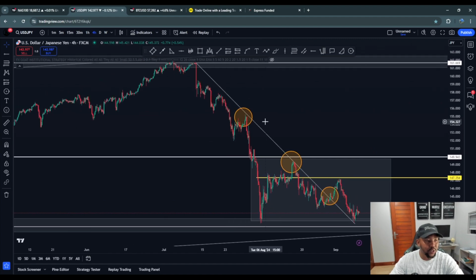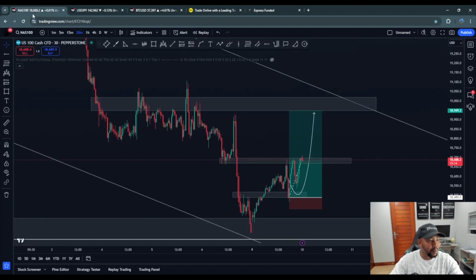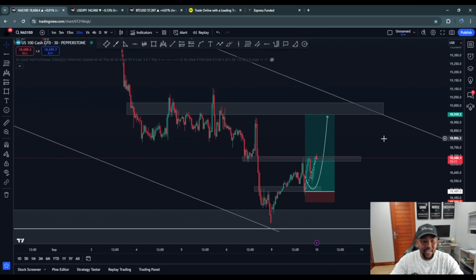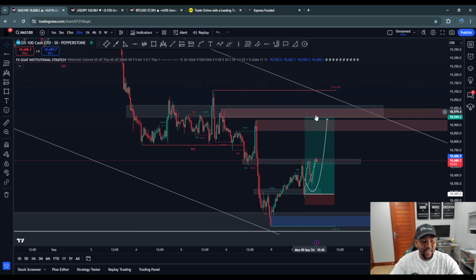I actually forgot to check one last thing on NASDAQ, guys, right? We do know that we were in a very strong resistance area over here. Coming back to NASDAQ, once I'm done analyzing, we obviously like to use the FS Gold institutional strategy to just understand demand and supply, guys.